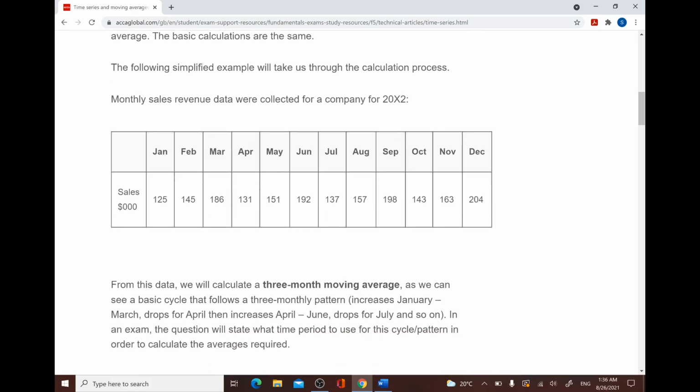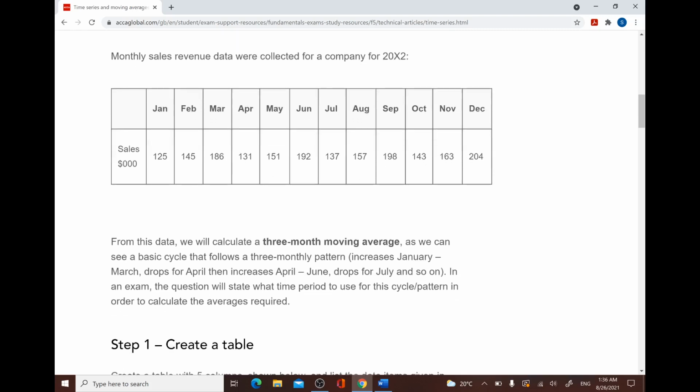Okay, let us see. Now this is the monthly sales revenue for a company for 20X2. Now, we believe these are all the data from the past, that is 20X2. So should you wish to know about the sales, or I would say the forecast revenue for 20X3, you will then have to forecast or predict. So let's see.